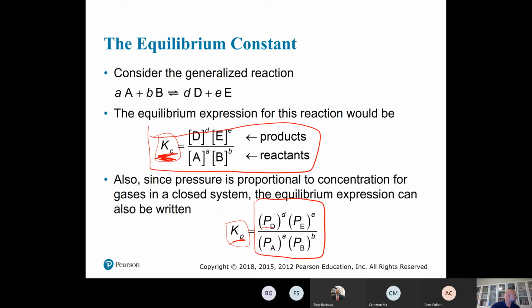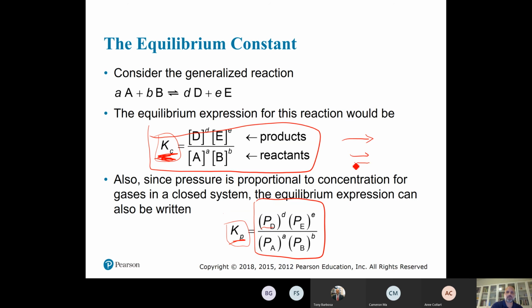What if it's a strong acid that isn't in equilibrium? If it's not in equilibrium, then there's no equilibrium constant, right? So it's 100% dissociation. There's no equilibrium, there's no backwards. So when we have just a forward arrow, there's no equilibrium arrow.